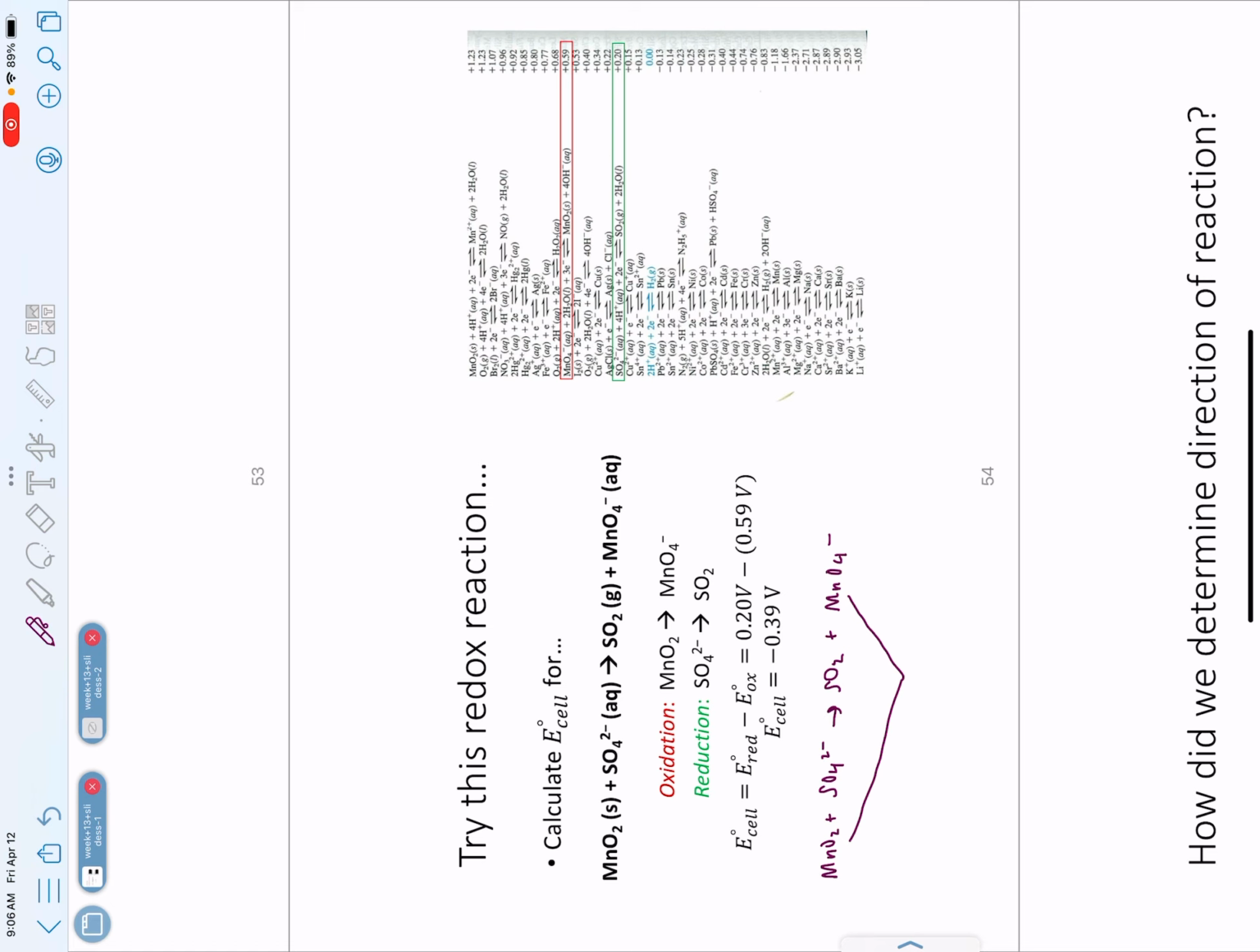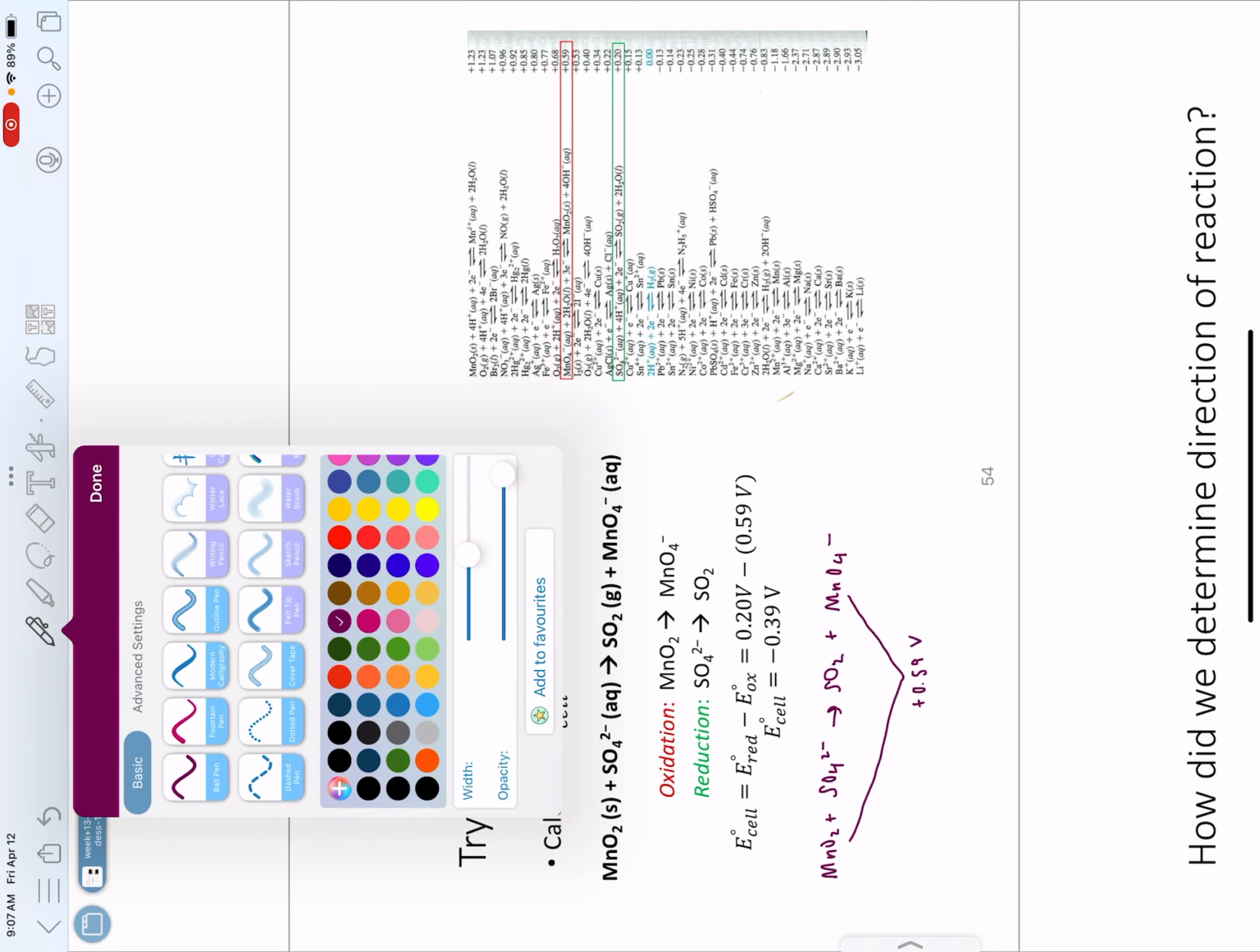It doesn't matter the order that they're put in because all of our values are written relative to hydrogen, which means they're all written as reductions. So it doesn't matter that my MnO4 is on the left and my MnO2 is on the right. We're just looking for something that has both those species in it. So it tells me that this particular reaction right here has a potential of positive 0.59 volts. My other half reaction, sulfite and SO2, I can find in the green, positive 0.20 volts.